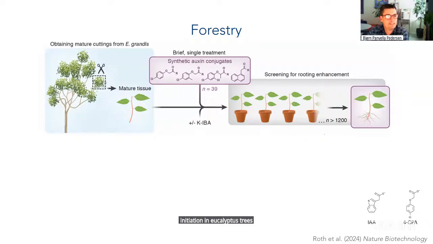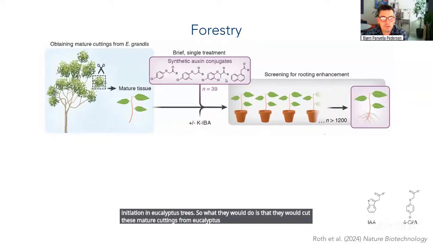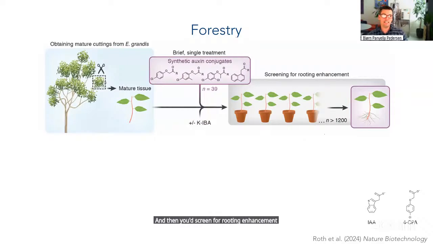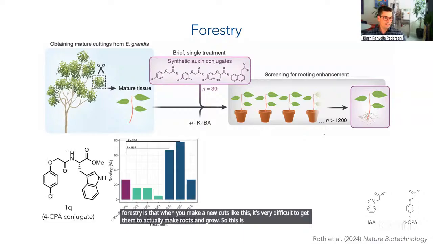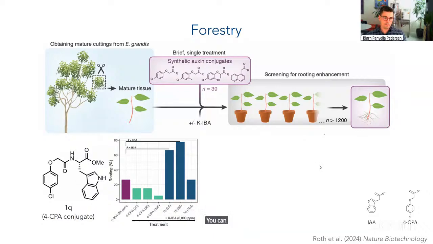So what they would do is cut these mature cuttings from eucalyptus, and then they would try to treat the cuttings with different synthetic auxin conjugates, including IBA, which is an auxin precursor, and then screen for rooting enhancement. A challenge when you do forestry is that when you make new cuts like this, it's very difficult to get them to actually make roots and grow. So this is a very costly thing. It turned out that if you used one of these conjugates that they had identified, which is a 4-CPA conjugate, you could actually improve this dramatically.